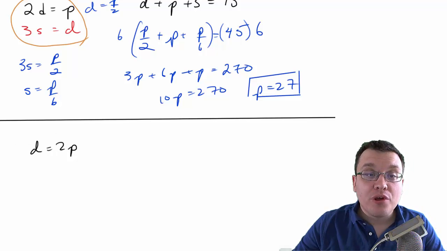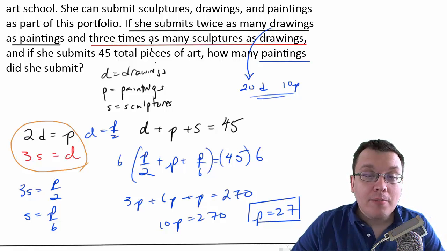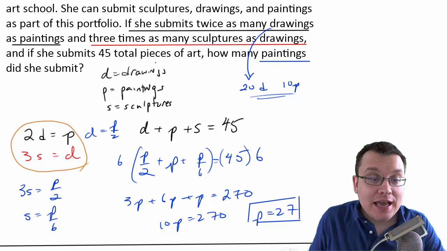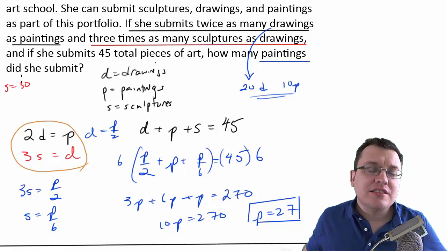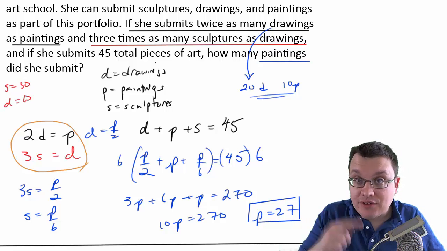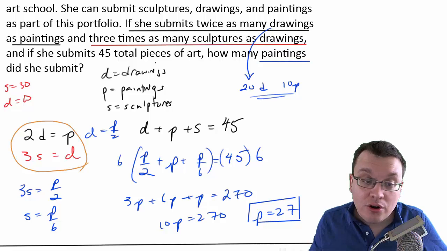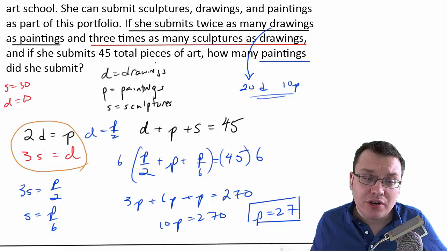Same thing's going to be true with 3S equals D. So here, again, we translated word for word. But if I had, let's say, S equals 30 sculptures, how many drawings would I have? I'd have 10, because I've got 3 times as many sculptures as drawings. And if I look at 3S equals D, that's not going to make any sense. 3 times 30 is 90.